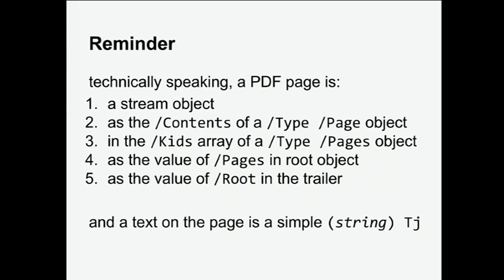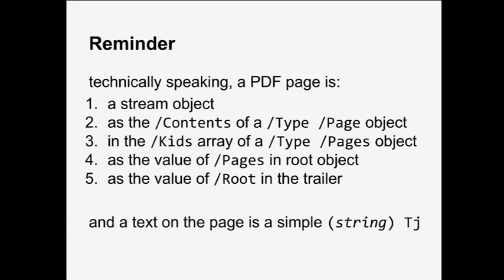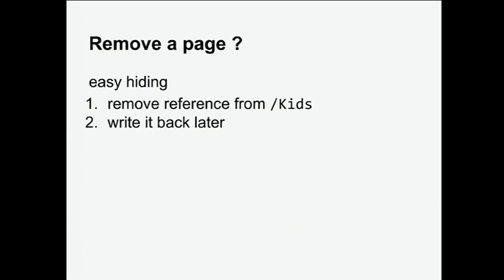Then it has contents of a type page, which has kids, and the kids contain type pages. Sorry, it's going backwards. The content of a page is referenced in the page, which is a reference in the root object, and the root object is a reference in the trailer. And text on the page is a simple text operator with a string. So if you want to hide a page, you could just remove the reference from the kids.